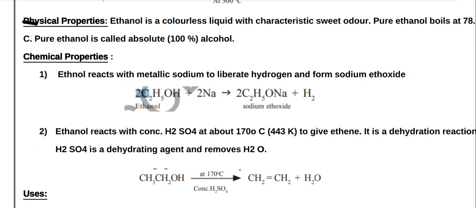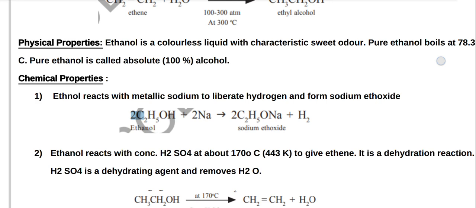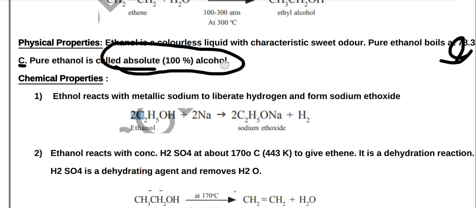We can see the physical properties. Ethanol is a colorless liquid with characteristic sweet odor. That means a sweet smell will be there. Pure ethanol boils at 78.3 degrees centigrade. Pure ethanol is called absolute alcohol or 100% alcohol.